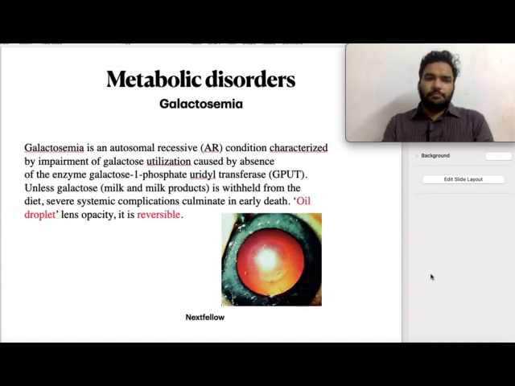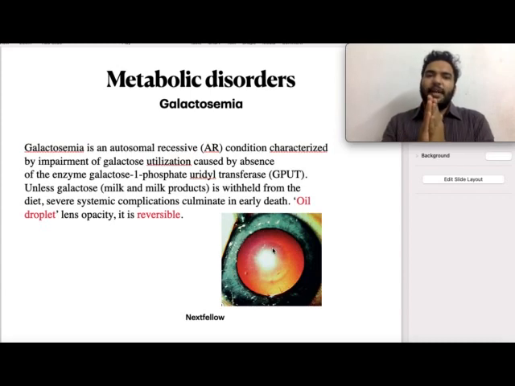Next is galactosemia. It's an autosomal recessive condition characterized by impairment of galactose utilization caused by absence of galactose-1-phosphate uridyl transferase. So what happens is, if you don't withhold galactose, then the patient will have severe systemic complications leading to death. And this is the classical picture, oil droplet lens opacity, and it is reversible. So if you stop galactose intake, you are saved from death.